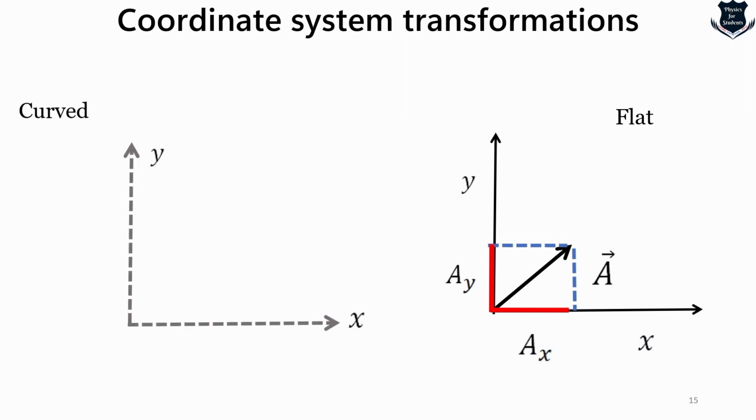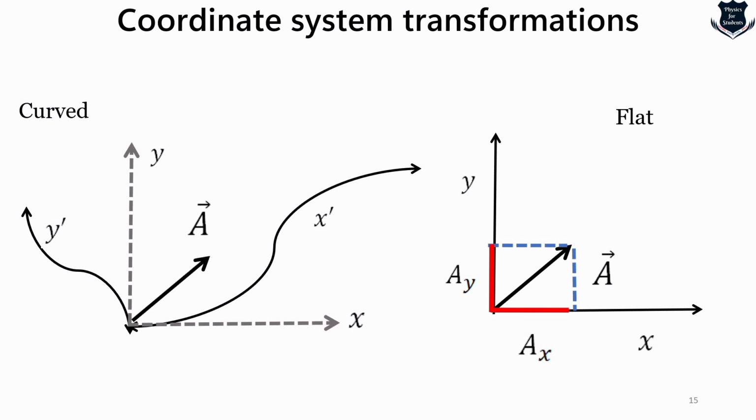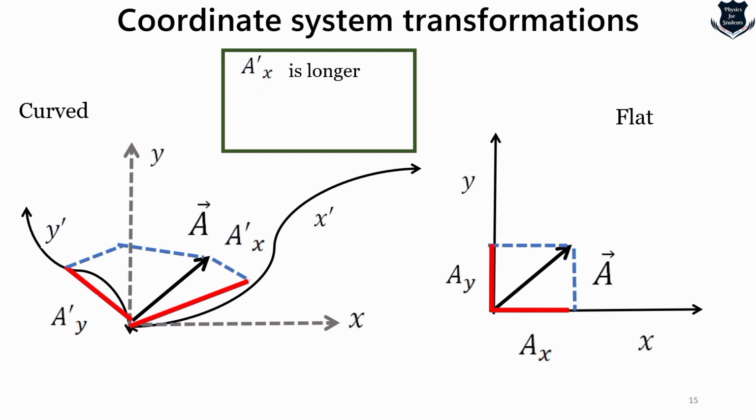Now I come to a curved space, and I plot the same xy, that is the Cartesian coordinate, on this kind of curvilinear space, and I denote this x as x prime and y as y prime. See what happens: the vector A remains constant. Nothing has changed. But you see the lines joining, which are the components of the vector, I mean to say those that are actually making up the vector, have become broader. So here is the summary: A prime x is longer, A prime y is longer, but A will always remain invariant.